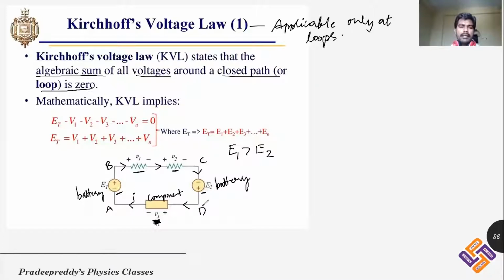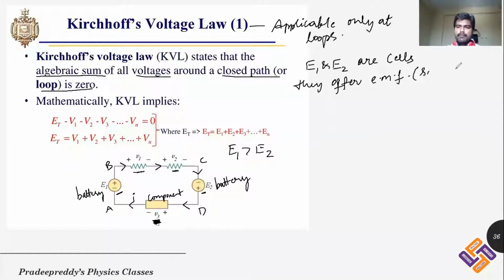Now, here we have E1 and E2. They are sources. Sources will offer potential difference. E1 and E2 are cells. They offer EMF. These are sources. Okay, this is point number 1. Point number 2, resistors and a component are consumers.